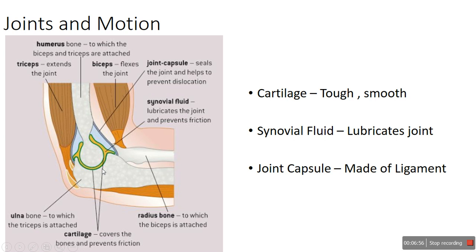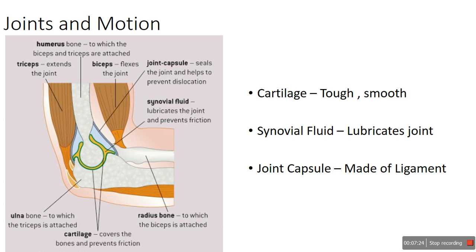Now, because of this movement, of course, there can be friction, and so the body has a way of dealing with this friction. One is to layer the bone with something called cartilage. Cartilage is on the outside of the bone. It layers the bone, and it's a tough, smooth tissue that covers the bone and prevents contact between regions of the bone that might rub together. So it's there to prevent friction.